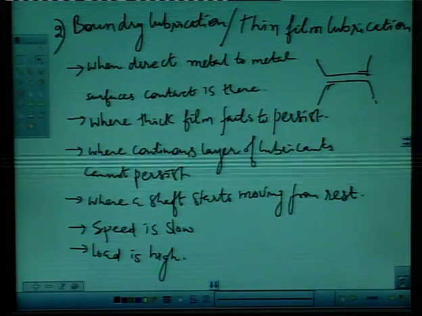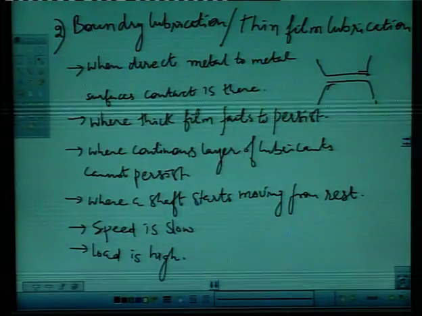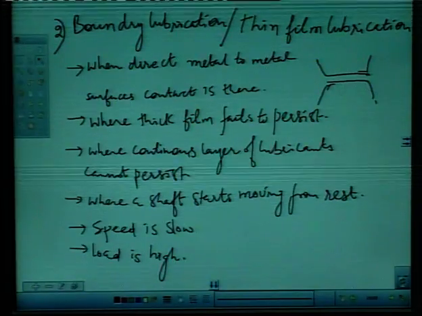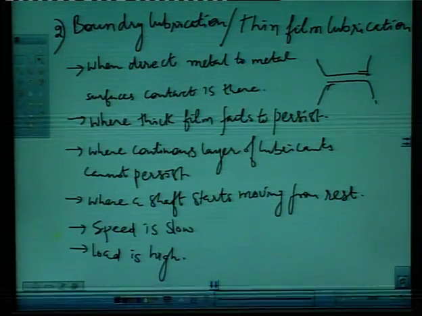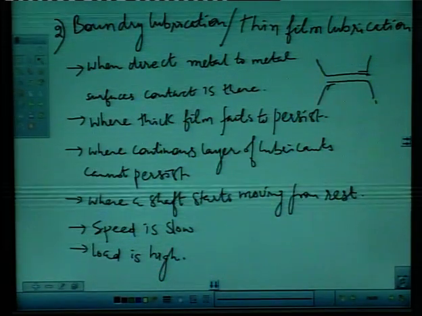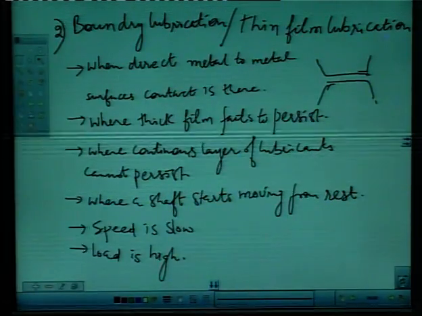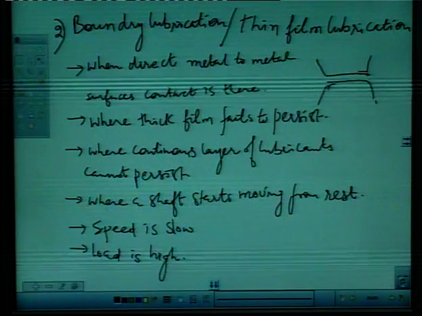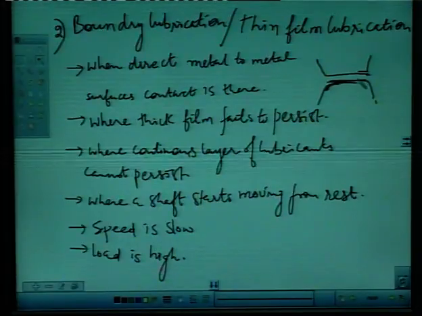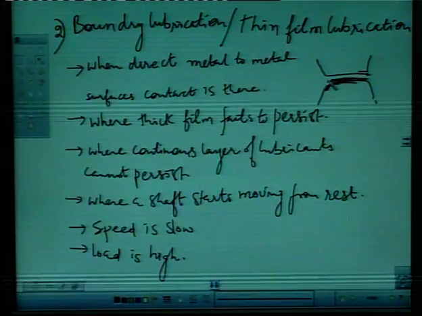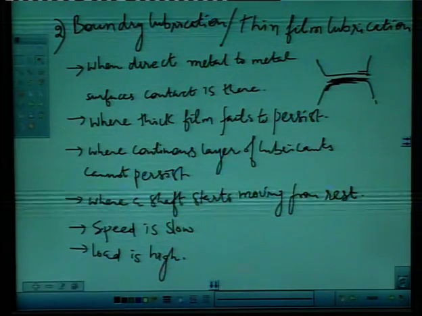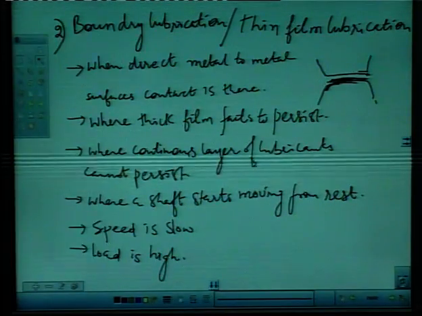Okay, so boundary lubrication is done when direct metal to metal contact is possible, when thick film fails to persist, when a continuous layer of lubricant cannot persist, where a shaft starts moving from rest, and when the speed of the machine is slow and the load on the machine is high. So in these conditions we use thin film lubrication, as thick film cannot persist here and the load is high. So what are the lubricants used in thin film lubrication?